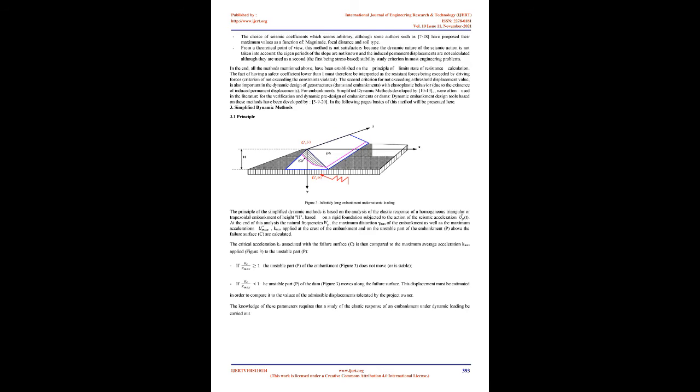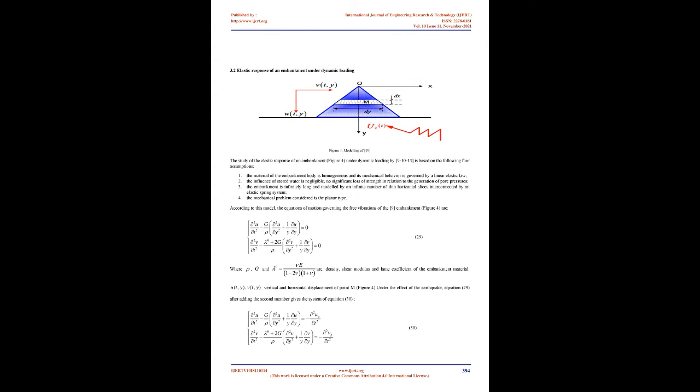In the end, all the methods mentioned above have been established on the principle of limit state of resistance calculation. The fact of having a safety coefficient lower than 1 must therefore be interpreted as the resistant forces being exceeded by driving forces, criterion of not exceeding the constraints violated. The second criterion, not exceeding a threshold displacement value, is also important in the dynamic design of geostructures, dams and embankments, with elastoplastic behavior, due to the existence of induced permanent displacements.